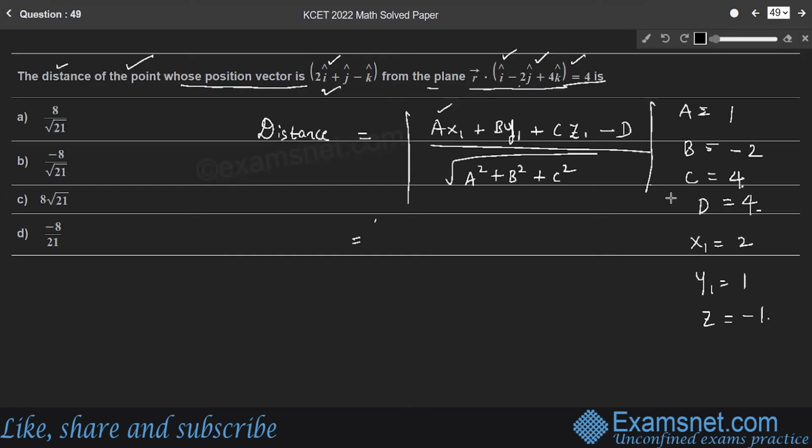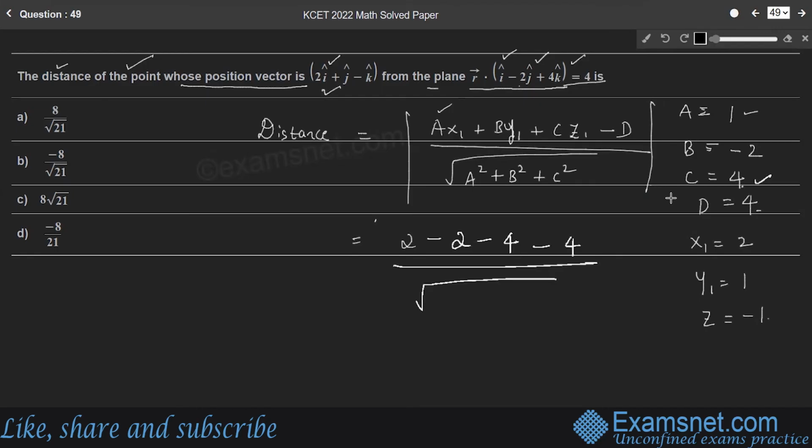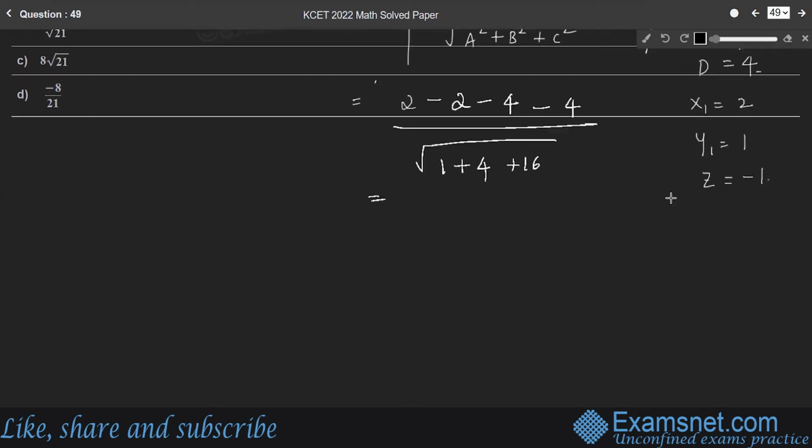So here a x1, so 1 into 2, which is 2, plus b y1, so minus 2 into 1 is minus 2, plus c z1, c is 4, z1 is minus 1, which is minus 4, minus d, which is 4, so minus 4, divided by root of a square which is 1, plus b square, minus 2 square, which is 4, plus c square, 4 square, which is 16. Therefore, it is 2 minus 2, 0, minus 4, minus 8, by root of 21.